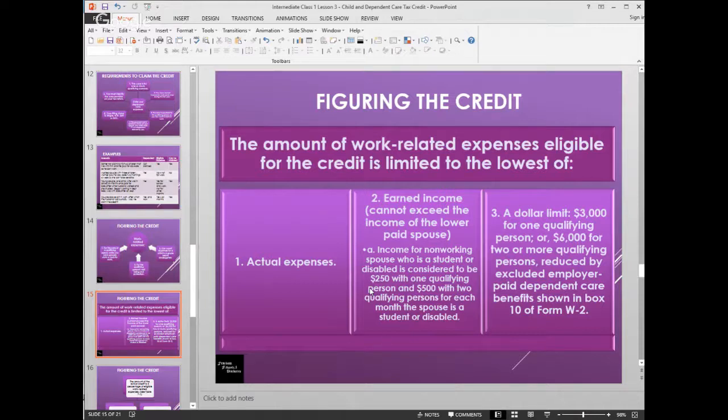And there is a note here that in the event that a person is a student or looking for work, they are credited with $250 per month in income, for the purpose of what would be the amount that they could qualify for this credit. And then the third caveat is that the dollar limit is capped at $3,000 for one qualifying person or $6,000 for two or more qualifying people. And that's reduced in the event that there is employer-paid dependent care benefits. We will go through those dependent care benefits, which we talked about during the W-2 section, a little bit later.